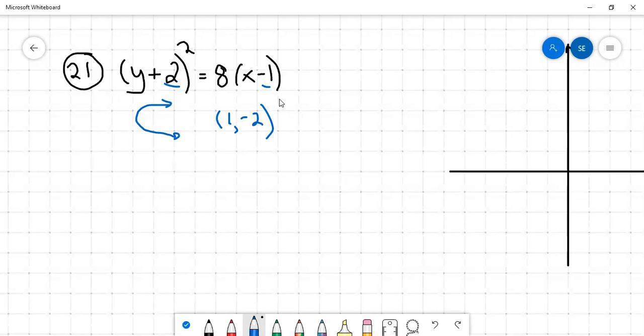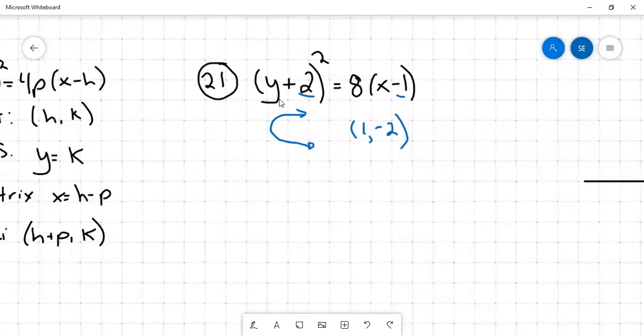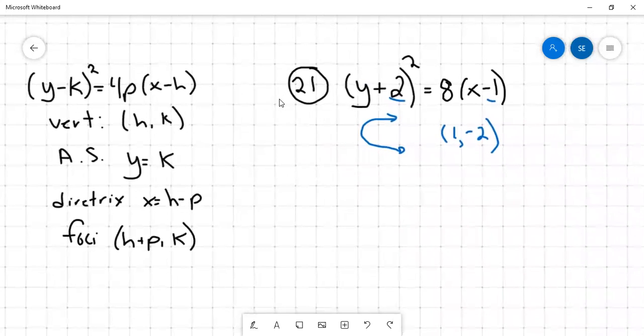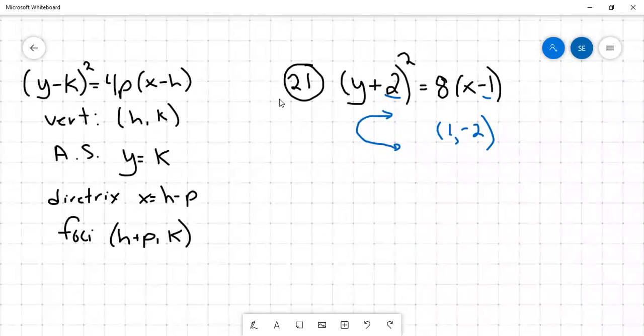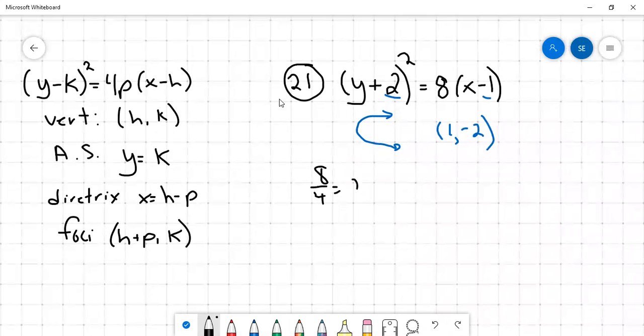It's a vertex. So to figure out the other aspects of our parabola, we want to look at the general form of the equation of a parabola. I just wrote this over here. Usually there's this 4p. So we want to take this 8 divided by 4 to find out what our p is. 8 divided by 4 is equal to 2. This is our p. And this is your formulas.